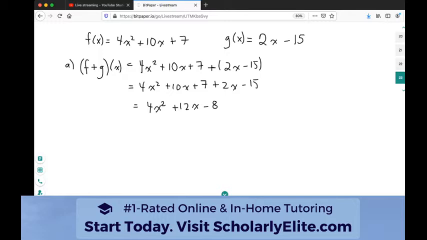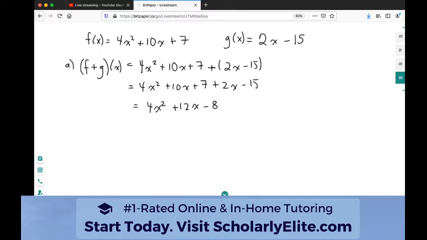And so when we have a quadratic function and a linear function, as you can see, when they're only being subtracted or added, they're going to stay quadratic. And it makes sense because you did not have anything to get rid of that x squared, right?